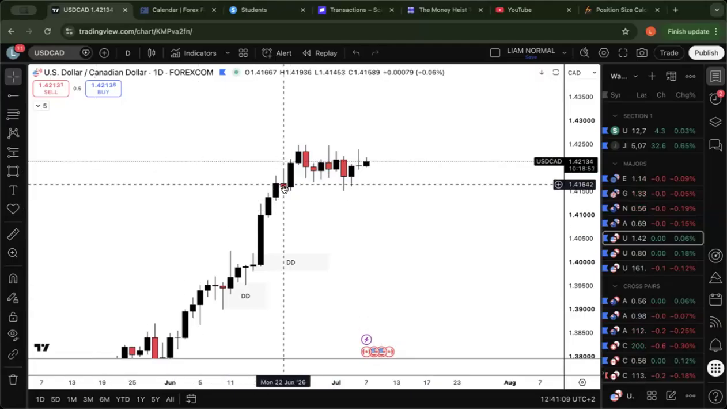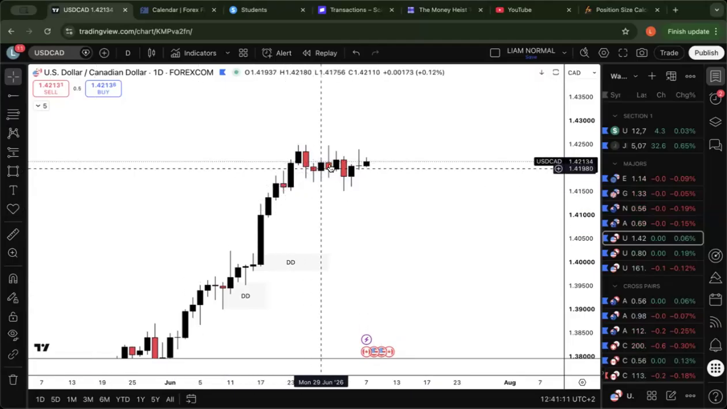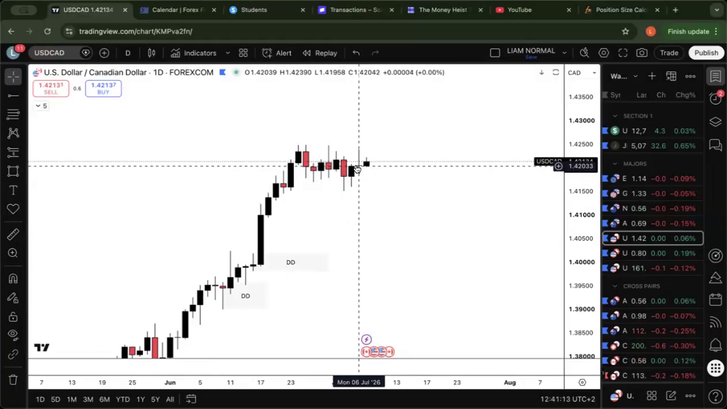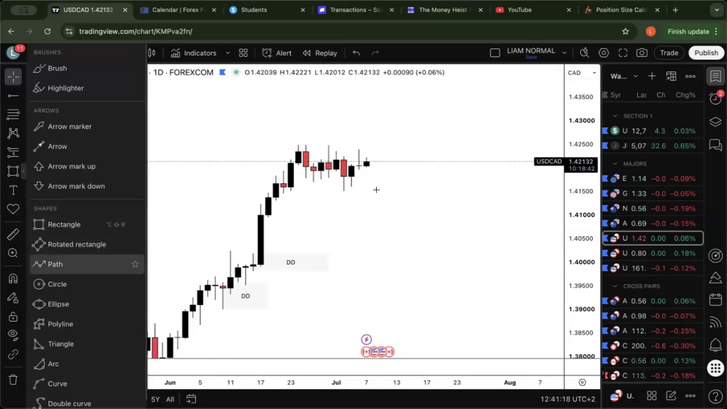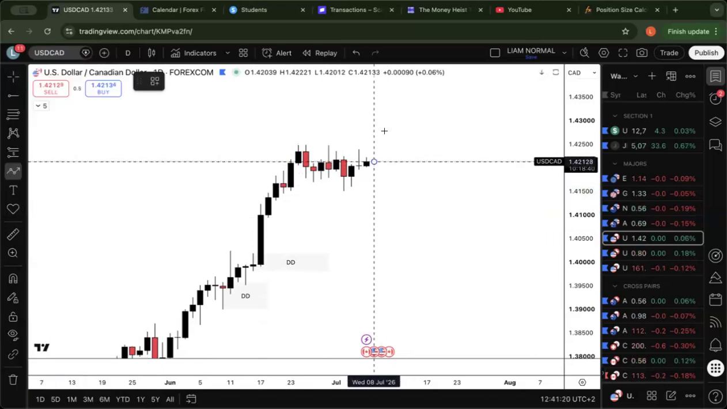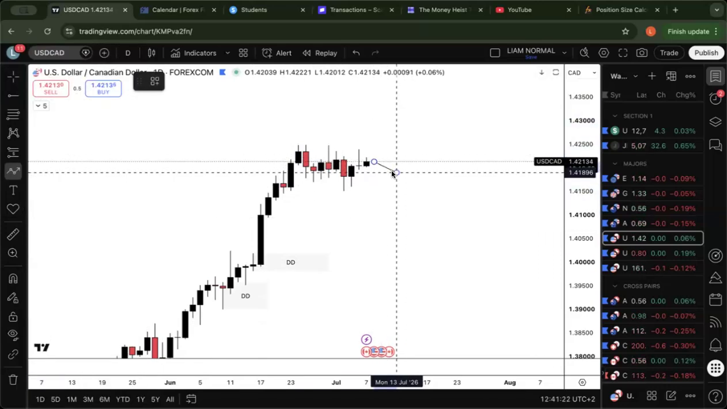But I look at this from a 1, 2, 3, 4, 5, 6, 7, 8, 9, 10, 11, going into 12 days of just consolidation. So ideally, what I want to see is either a break up or a break down, and then I will participate.